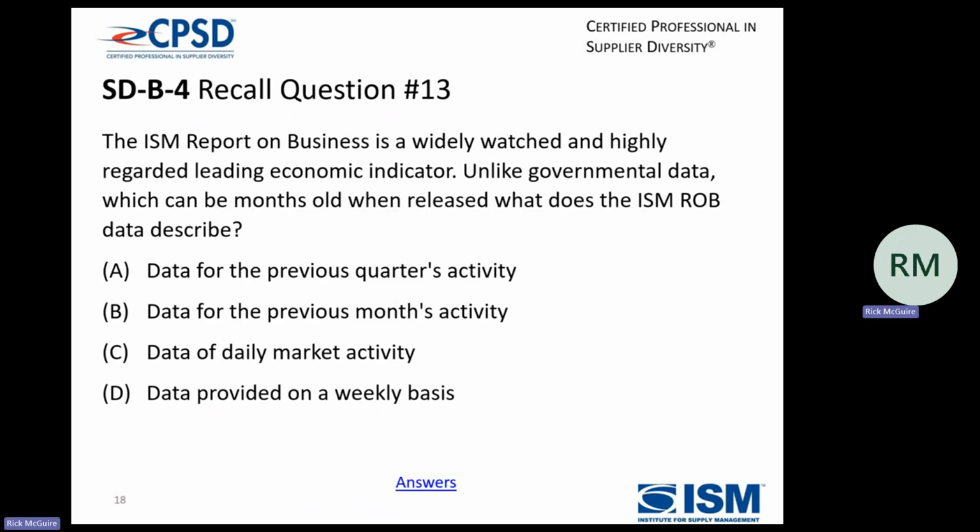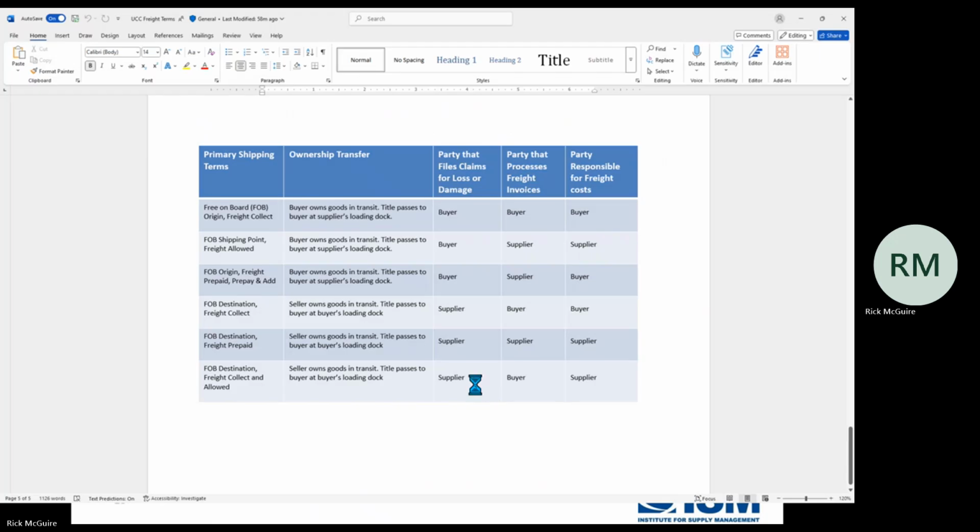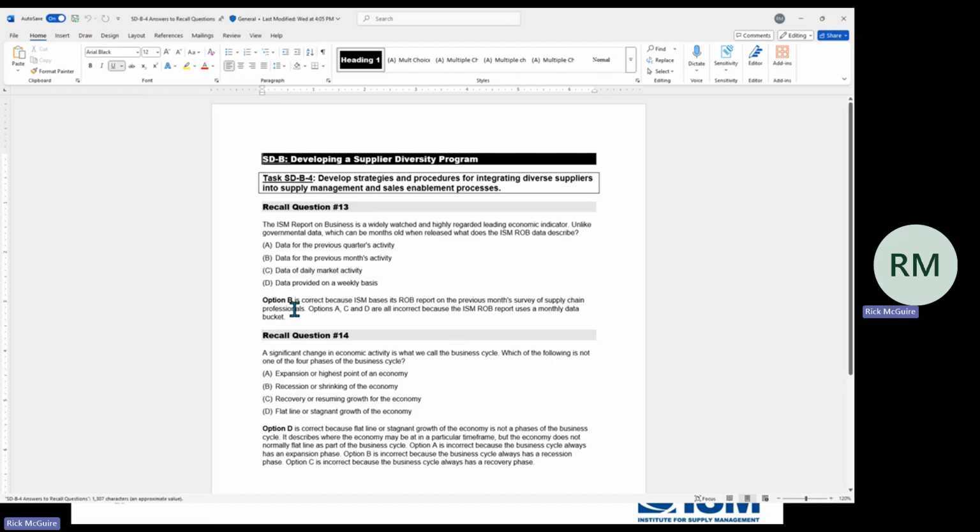All right. The ISM report on business is a widely watched and highly regarded leading economic indicator. Unlike government data, which can be months old when released, what does the ISM ROB data describe? Data for the previous quarter's activity. I don't think so. Data for the previous month's activity. That sounds good. Data of the daily market activity? No. Data provided on a weekly basis? No. Got to be B. And B it is.